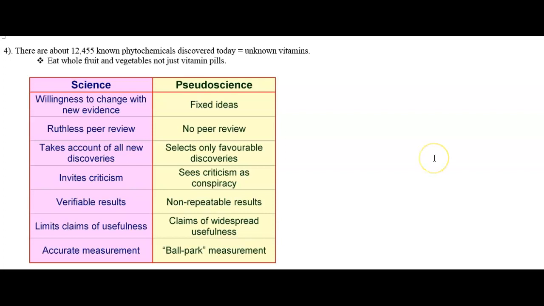Science invites criticism. Pseudoscience sees criticism as conspiracy. Science: verifiable results, you have to be able to do experiments. Pseudoscience: non-repeatable results. Science limits claims of usefulness. Pseudoscience: claims of widespread usefulness. Science: accurate measurement. Pseudoscience: ballpark measurement.